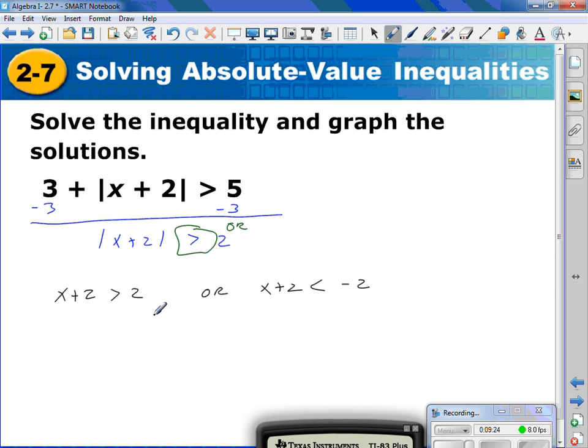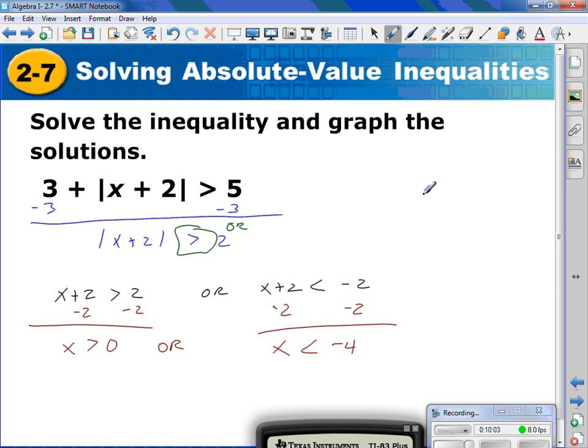The only time you can just tack on a -2 onto the end is an and statement. And you have to flip this because it's an or statement. What do I need to do over here? I need to subtract 2, subtract 2. X is greater than, what's 2 minus 2? 0. Or, over here I need to subtract 2, subtract 2. X is less than, what's a -2 and a -2? -4.